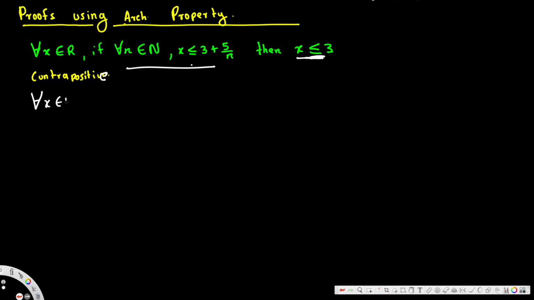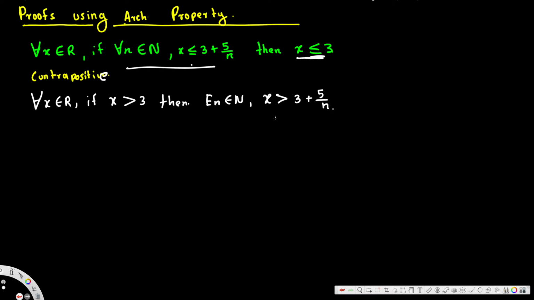For the contrapositive, the first part doesn't change: for all x belongs to the real numbers. After the if, everything is going to change. If, sorry, x is less than or equal to 3 should come first. So if we negate this, that's going to be x is greater than 3. And for all n, if we negate that, that's going to be there exists an n belongs to the natural numbers, and with the negation, x is greater than 3 plus 5 over n. Okay, so now we got this one.